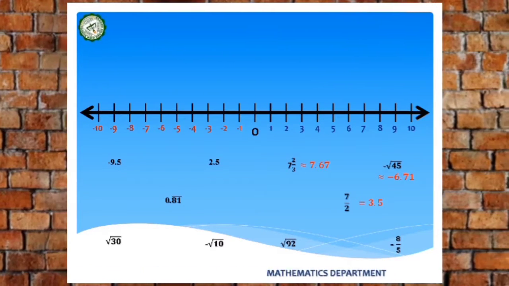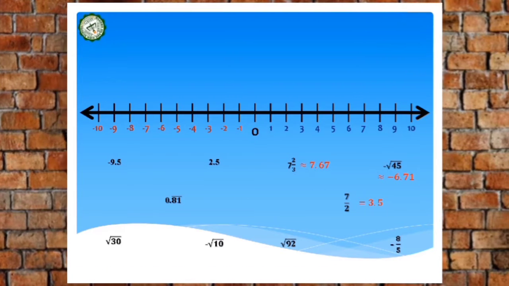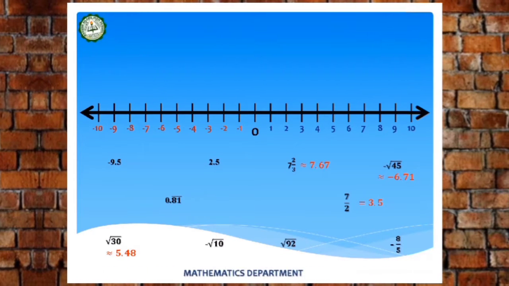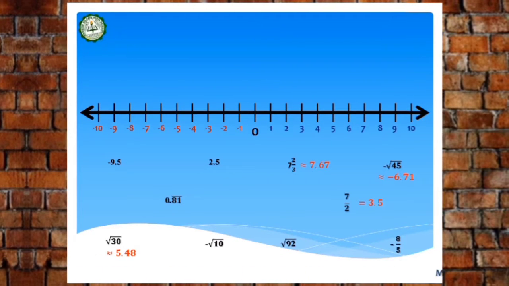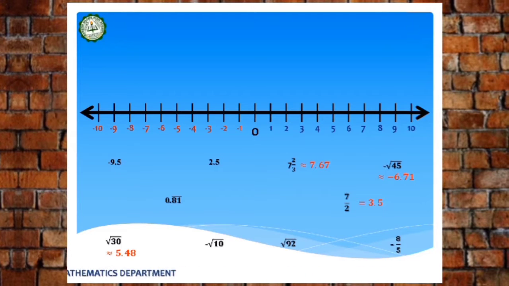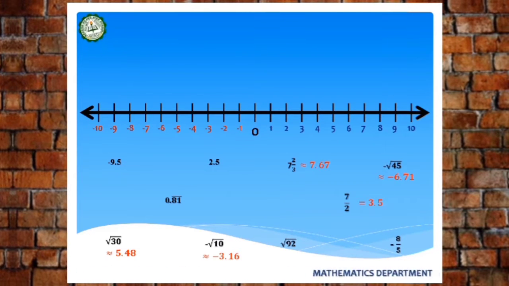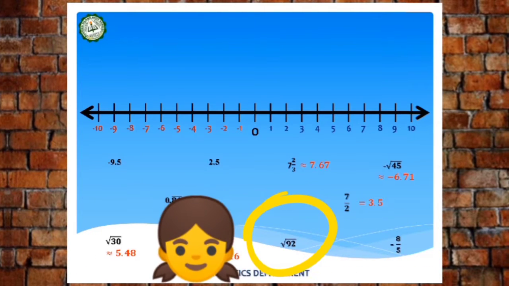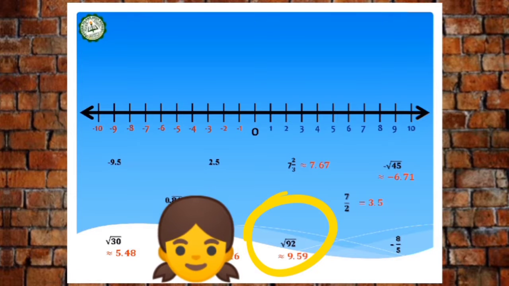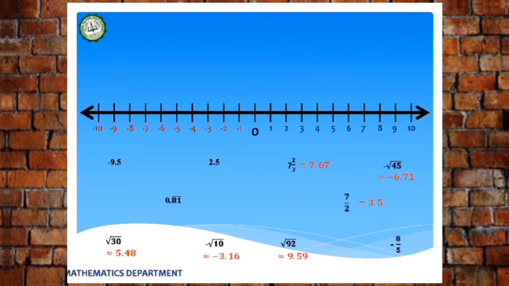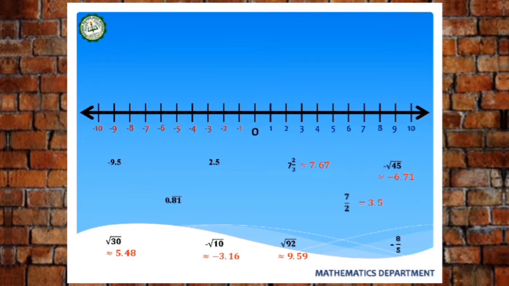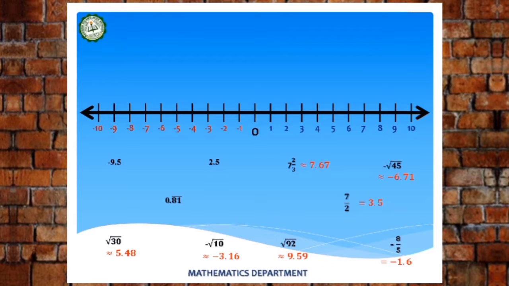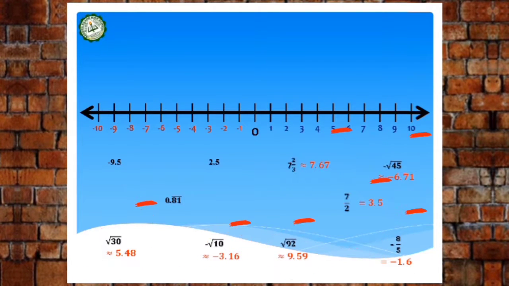And how about square root of 30? That's right. Square root of 30 is approximately 5.48. How about negative square root of 10? Excellent! It's approximately negative 3.16. And Grace, what do you think is the approximate value of square root of 92? Sir, it's approximately 9.59. You're right. Very good. Square root of 92 is approximately 9.59. And negative 8 over 5 is equal to negative 1.6. These are the equivalents of the non-integers in decimal form.